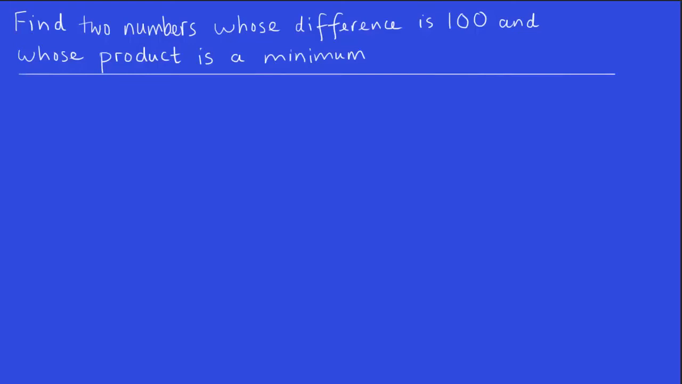Let's take a look at this problem. We need to find two numbers whose difference is 100 and whose product is a minimum. Why don't we let x and y be the two numbers?